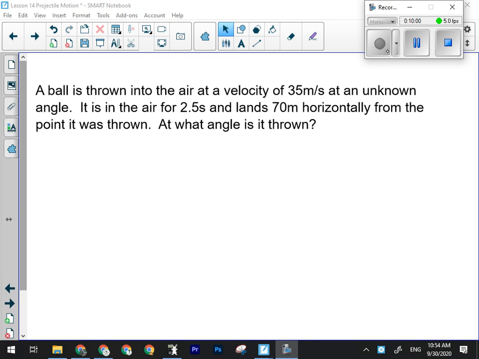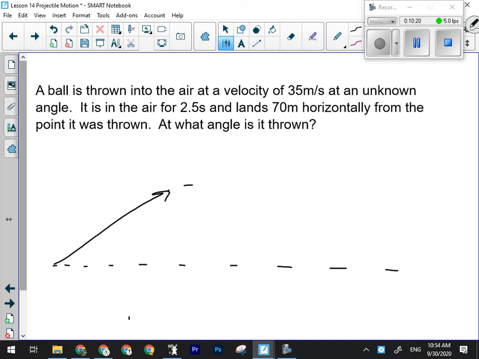In this one, you're trying to find the angle that the projectile is thrown at. So it's different than the last one you got. It says it's thrown into the air at a velocity of 35 meters per second at an unknown angle. So that means we've got this, we just don't know what that is. We are told what this is: 35 meters per second.